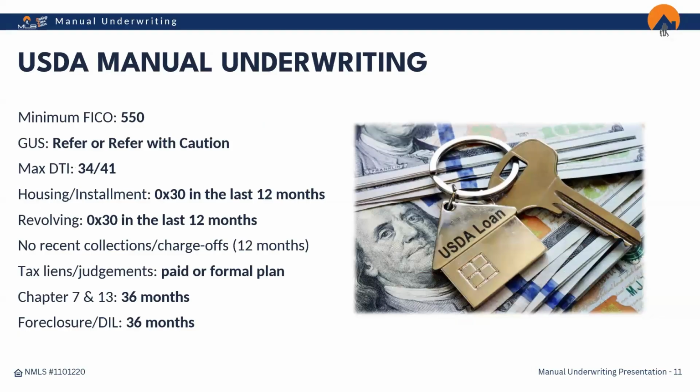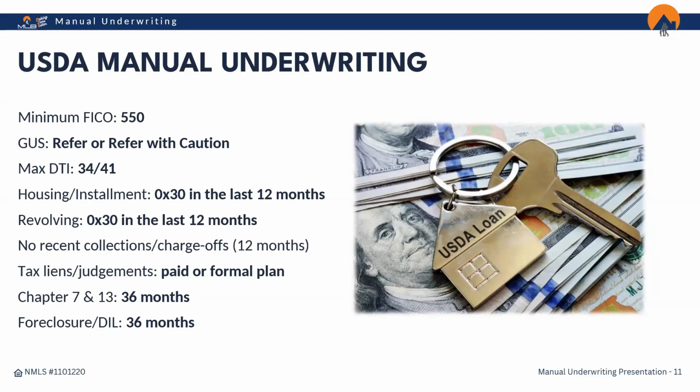The last item I'm going to talk about here is USDA. And the thing with USDA is that this is the only slide I have. I only have one slide on USDA because it's pretty straightforward, easy, and very similar to how we talked about FHA at the beginning of today's presentation. Now, with USDA, they use the GUS, or Guaranteed Underwriting System. If they get a refer or refer with caution, that's when a manual underwrite would come into play.